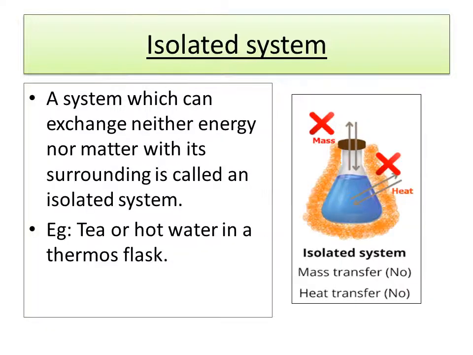This is an example for closed system, isolated system. A system which can exchange neither energy nor matter with its surrounding is called an isolated system. Example, tea or hot water in a thermos flask. See the figure here. The water is heated in a closed, well insulated conical flask, so that there is no heat energy as well as matter transferred to the surrounding.